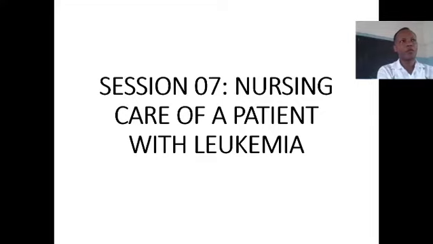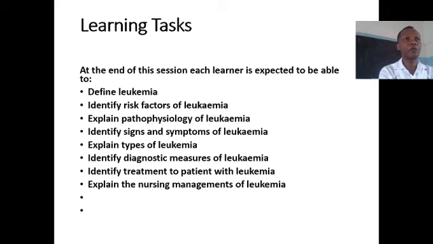Dear learners, you are welcome to session number 7, which is on nursing care of a patient with leukemia. Through this session we'll be guided by the following related tasks: define leukemia, identify the risk factors of leukemia, explain the pathophysiology of leukemia, identify signs and symptoms of a patient with leukemia, explain the types of leukemia, identify diagnostic measures of leukemia, identify the treatment modalities that can be given to a patient with leukemia, and explain the nursing management of a patient with leukemia.